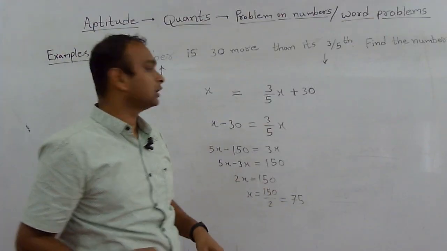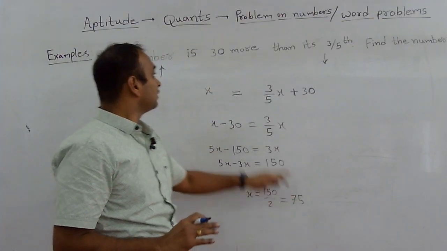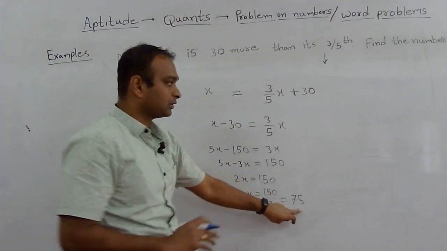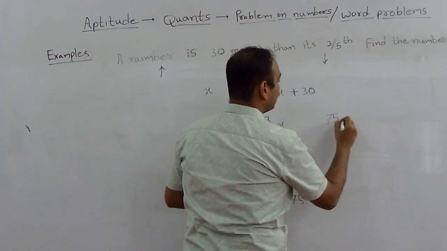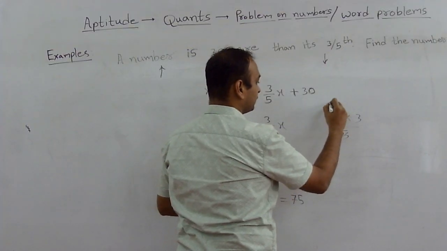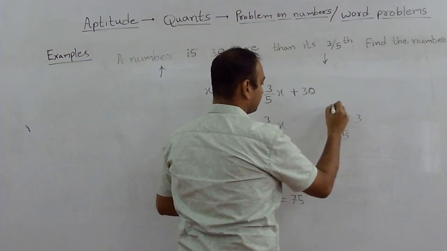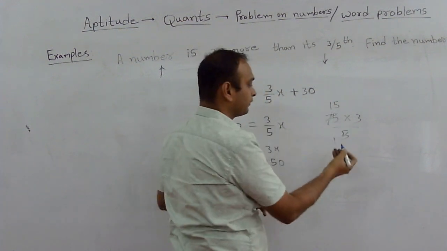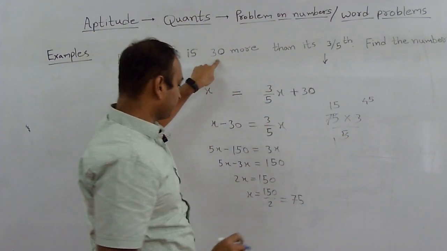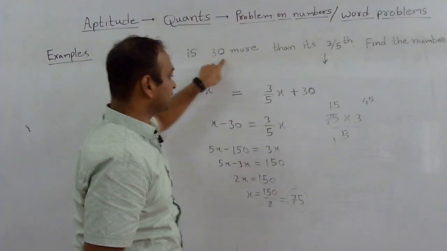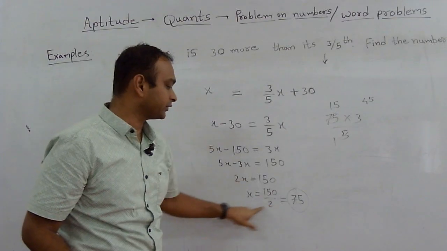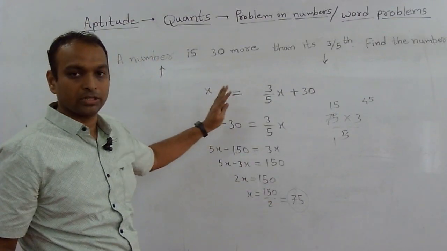This is how we can solve. And once we get the final answer, we can cross check it. A number is 30 more than its 3/5. So let's do 3/5 of this. 75 is the number. 3/5 is 3 divided by 5. 5 ones are 5, 5 here it will be 15. 15 fives are 75. 15 threes are 45. And 30 more. So if 75 is the number, then if we add 30 to this 45, we get the answer as 75, which is the number. So this way we can cross check it.